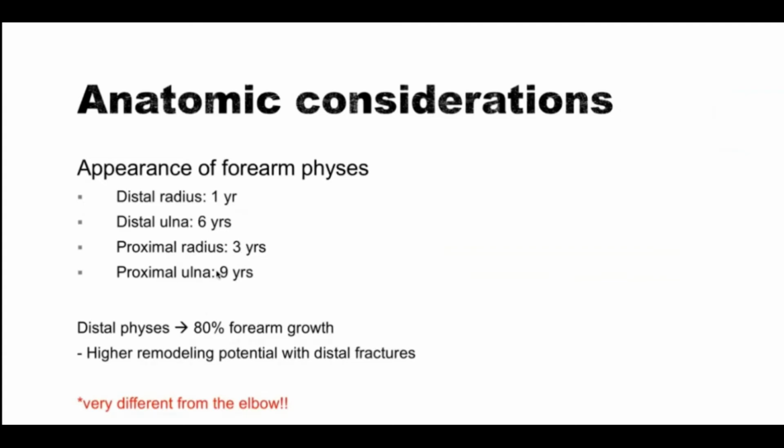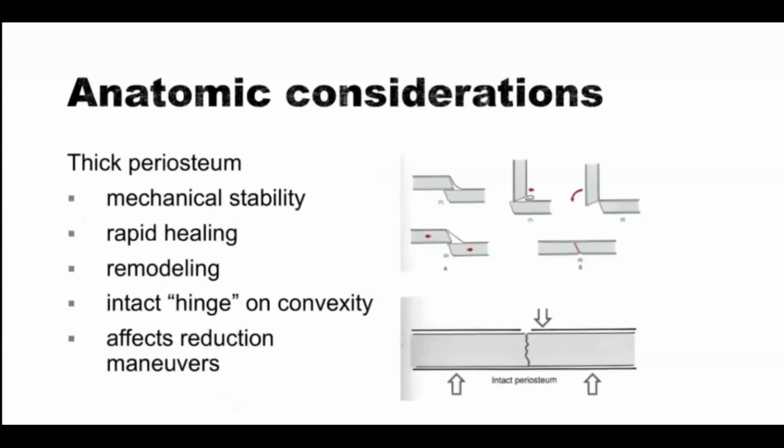So again, knowing what the physes look like and that the distal physis is where 80% of the forearm grows, that means that distal fractures can have a lot of potential for remodeling. This is probably just some good things to think about, that there's thick periosteum, so that helps the fracture stay in kind of the right continent, you might say. There's mechanical stability, rapid healing, remodeling, and it affects your reduction maneuvers.